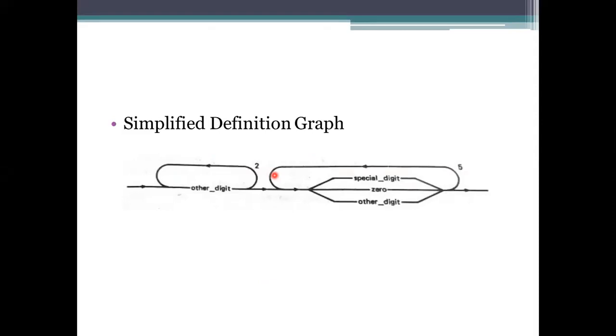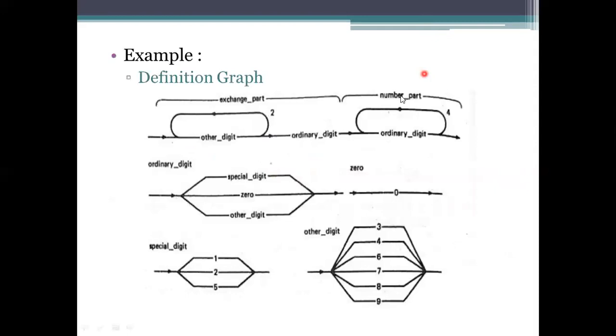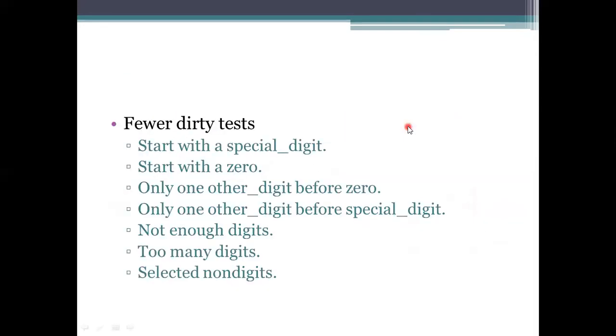So indirectly it is specifying that we can use a special digit, a zero, or another digit. That's why it is being changed here. This is the ordinary digit and this is the ordinary digit. So it has been specified multiple times, and it has been taken as 5.